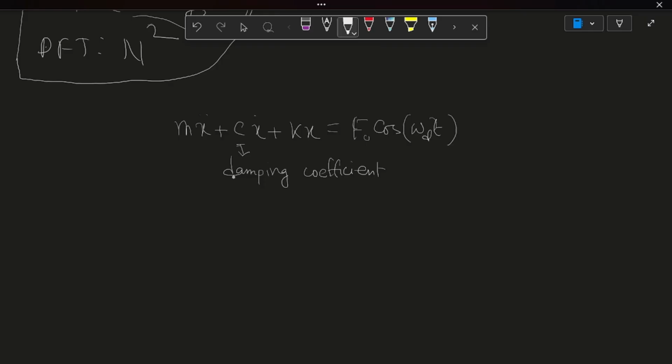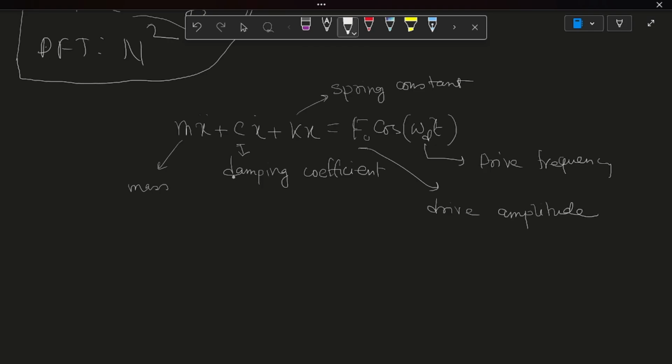Let me write what the parameters are here. k is the spring constant, then we have omega d, which is our drive frequency. This is the mass, and we have f0, which is the drive amplitude. So this is our periodic driving force. This is the frequency of the drive, this is the damping factor, this is the spring constant, and this is the mass. So we can transform it.